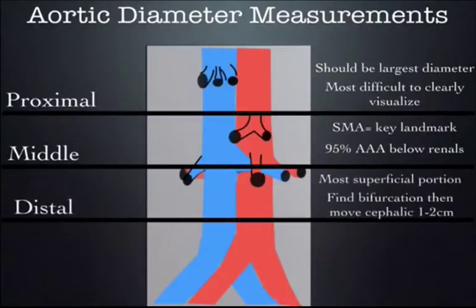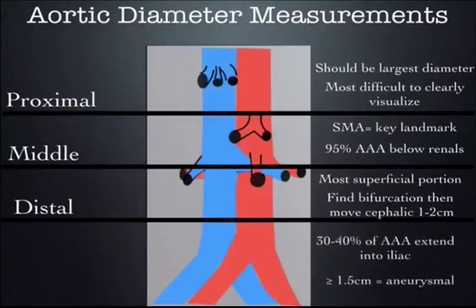Next, we're going to go to the distal segment, the most common location for abdominal aortic aneurysm. It's also, as I mentioned, the easiest segment to identify because it's the most superficial portion. I think the best way to identify the distal segment is come all the way down to the bifurcation into the common iliac arteries, and once you identify that, sweep back up another 1 to 2 centimeters, and there's your distal segment.